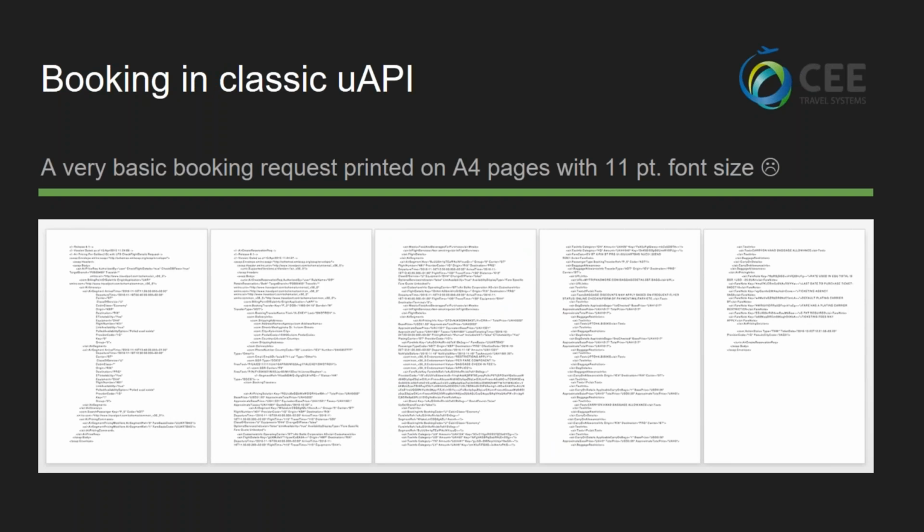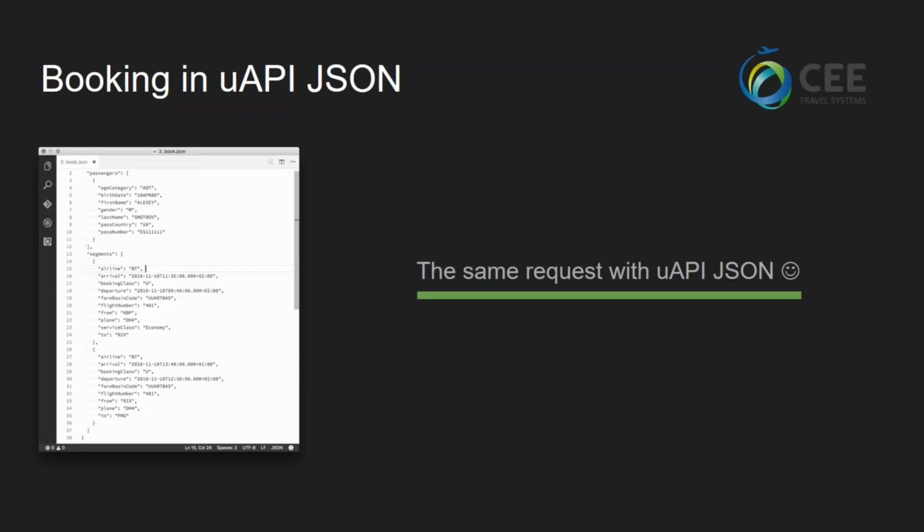Now, for those of you who are not programmers, let me give you just a basic helicopter view, so to speak. This is a very basic request to do a booking in the Universal API language. It is printed on A4 pages using a very small font size. As you can see, it's about 5 pages of XML required to be combined and processed to do a simple booking. Now, this is the same thing, but done with Universal API JSON. Just last names, flight, and a couple of other details, and that's it.